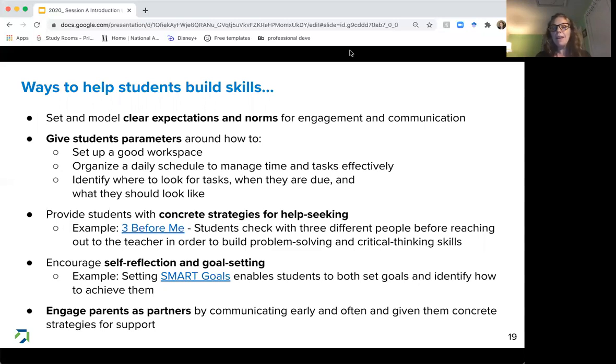And finally, we cannot underestimate the importance of parents as partners in this process. As educators, we need to communicate early and often about expectations and needs and plans. We also need to give them concrete strategies for supporting their students. Parents oftentimes, according to the literature, underestimate their ability to affect a student's academic development. We know that they're very powerful partners in this work, and setting them up for success proactively in a personalized and, again, empathic way is really important.